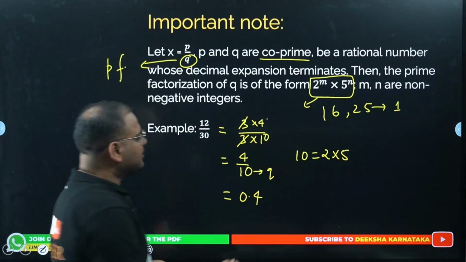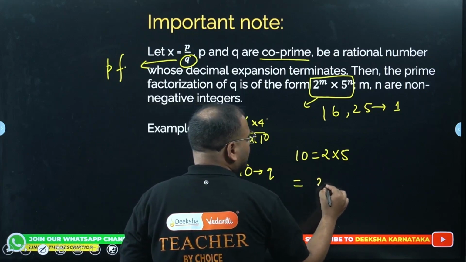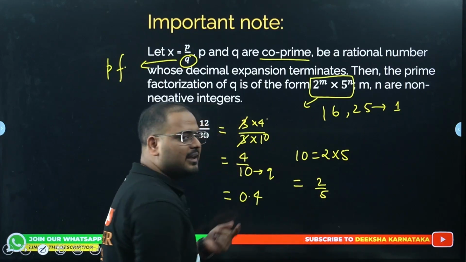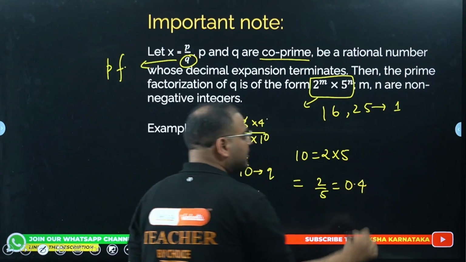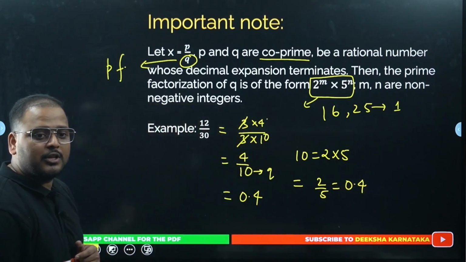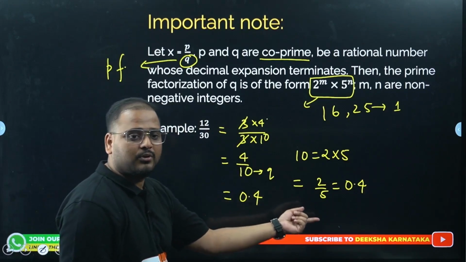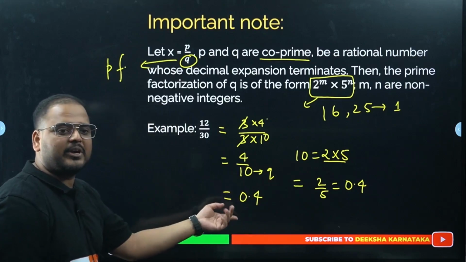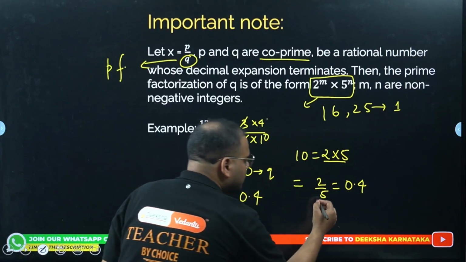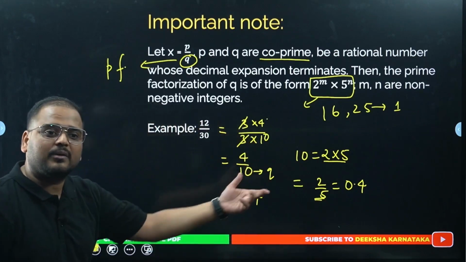If you want, I can simplify this as 2 by 5. And what's the answer still? 0.4. Then you will say, sir, there is no 2 here, no? You wrote this 10 as 2 into 5. I understand it will be terminating, but there is no 2 here in the denominator. Then how is it terminating?